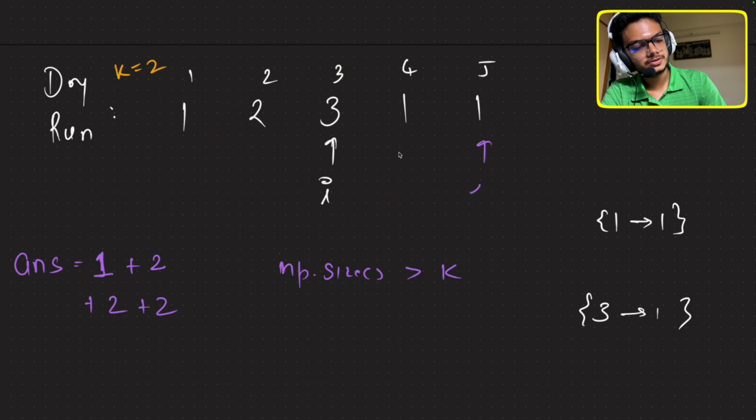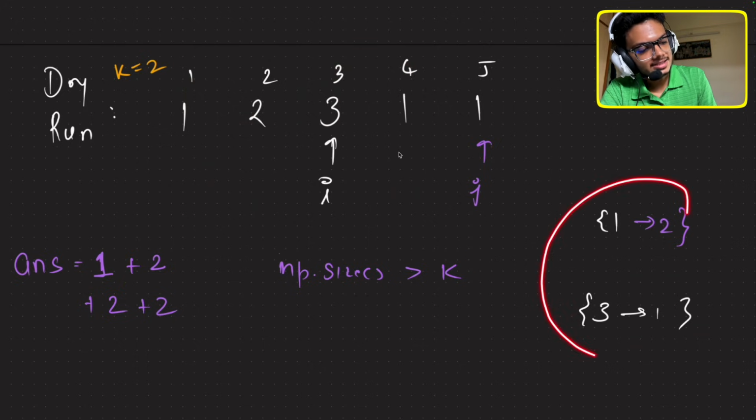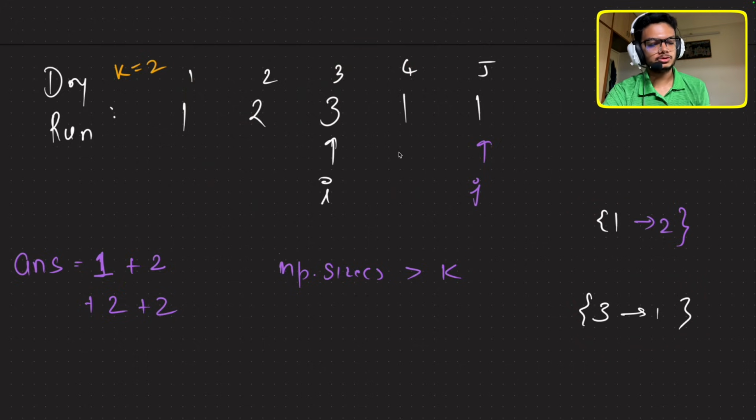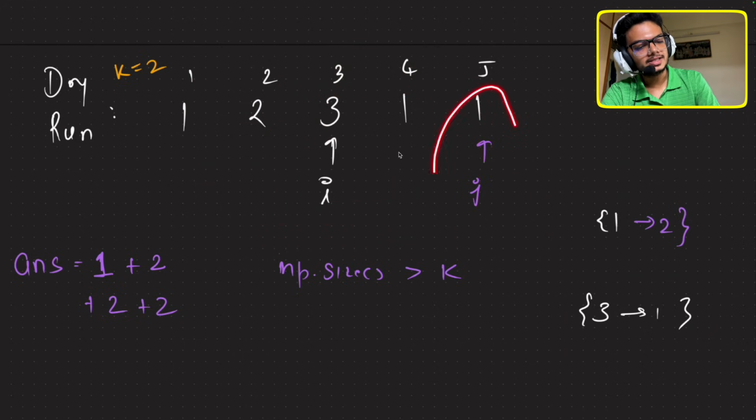Now when you move j ahead, only one frequency will change, right? No new element is added. Now, is the map size greater than k? No. So there is no need to shrink the window. Now add the contribution of this window, that is, add the contribution of this index j.